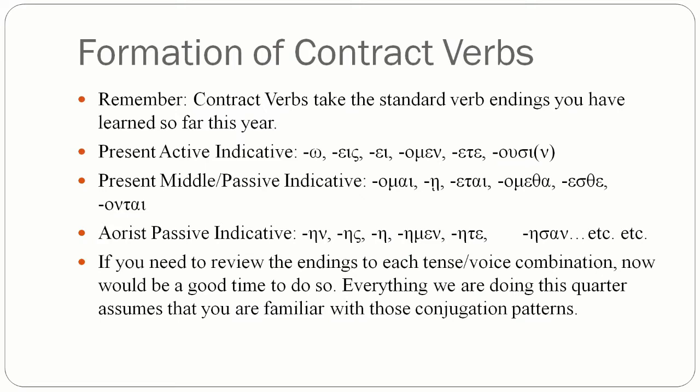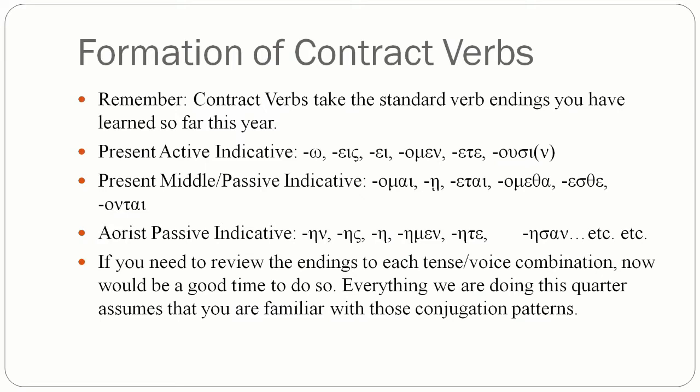You have then present middle passive indicative, omai, ei, etai, ometha, esthe, ontai. If you need to refresh your memory on that, these endings can be found in chapter 12.